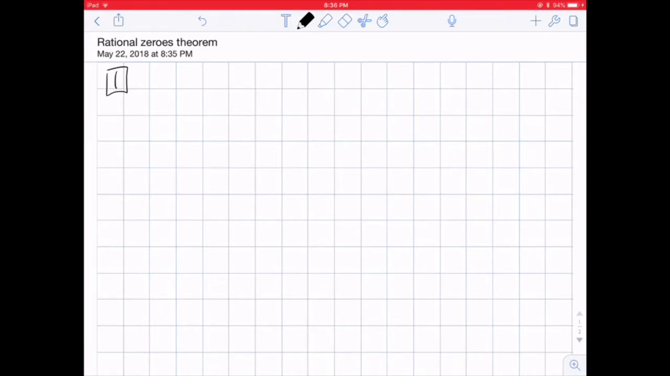The first step is to identify the max number of zeros that the polynomial could have. And you do this by looking at the degree of the polynomial. So if you had, for instance, an x cubed as the first term, that cube, or that 3, is what tells you you would have, at most, 3 zeros or roots for the polynomial.